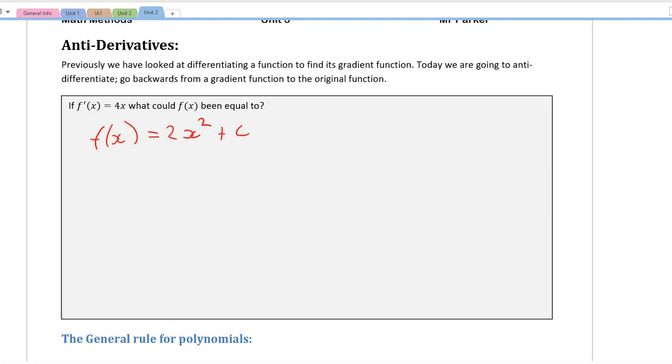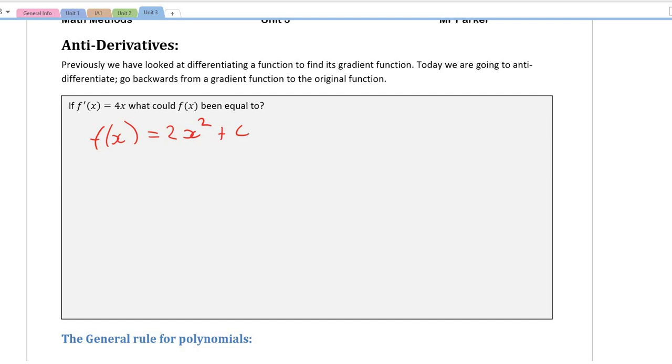Now, when we differentiate, what is the general rule of thumb for a polynomial? If I said 5x to the power of 3 and I differentiate it, what would I do? So we times through by the original power and subtract 1 from the power, right? Those are the two things you do when you're differentiating.